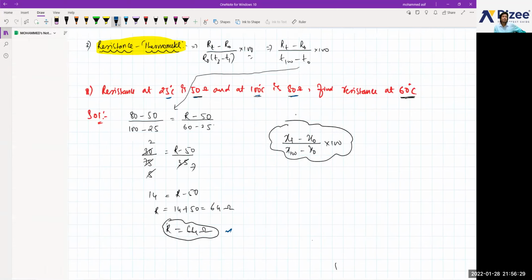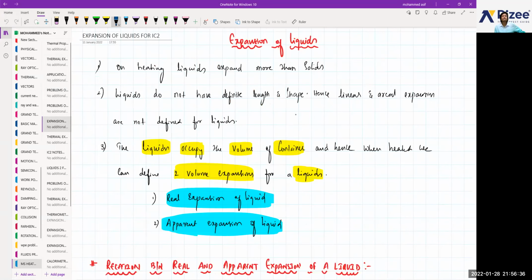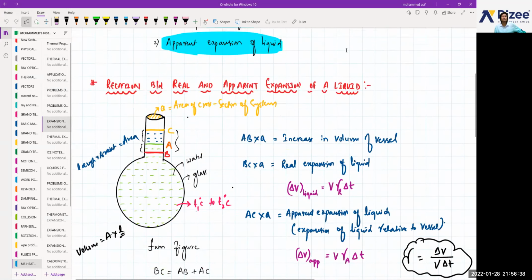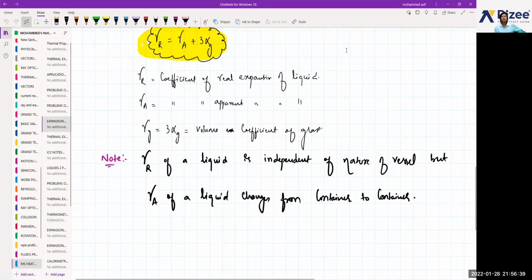So tomorrow we'll start with expansion of liquids. I'll tell you on this one only, so it will be better. So it is already derived conditions.